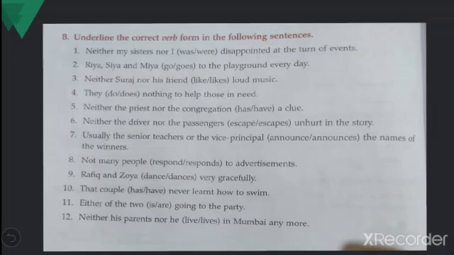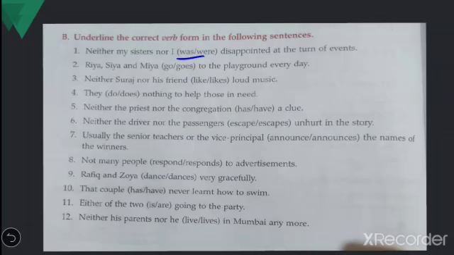So according to I, we have to use was. Nor I was disappointed at the turn of events. Now look at the next one. Ria, Sia and Mia. Now I hope that while watching these 3 names, you can easily understand that here rule number 13 will come. What's rule number 13? When more than 2 nouns are joined by and, we have to use a plural verb.